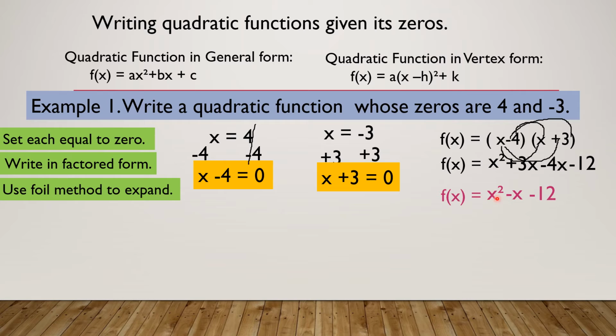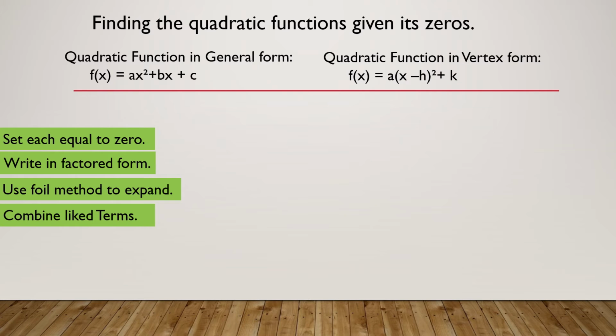So, this is a reverse process, right? What was given are the zeros, so we went back and obtained this general form. Now, if you want to change this into vertex form, watch my video on how to write in vertex form. Okay, next.